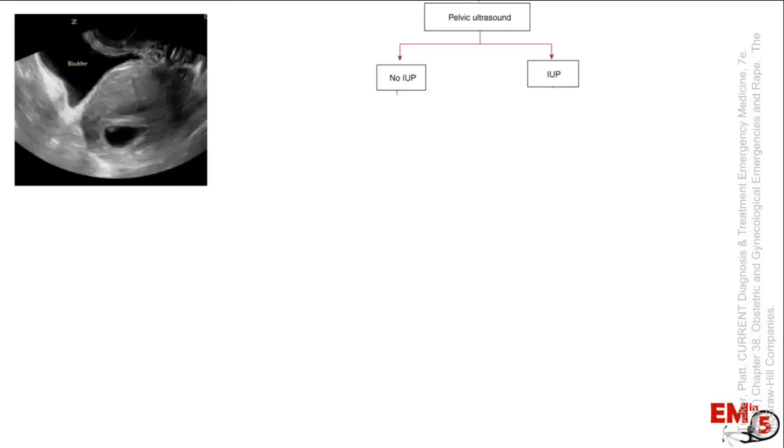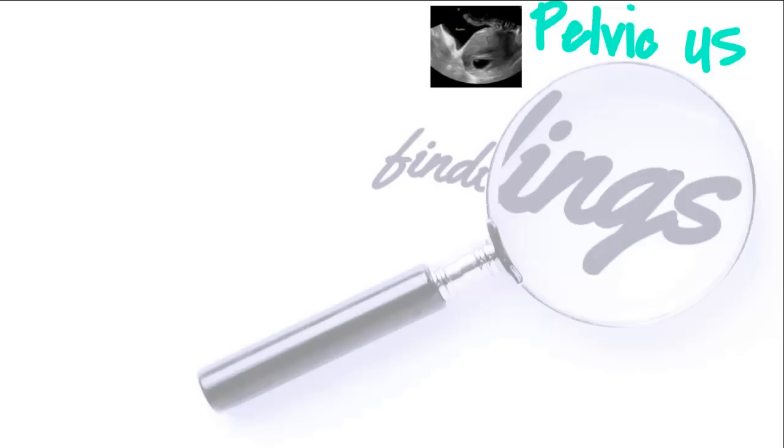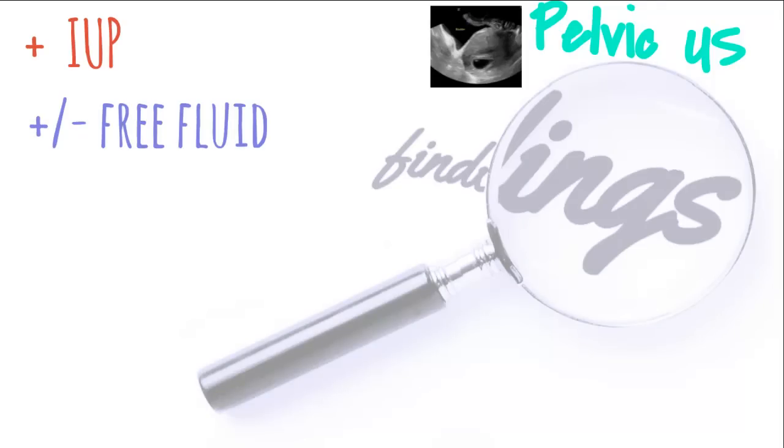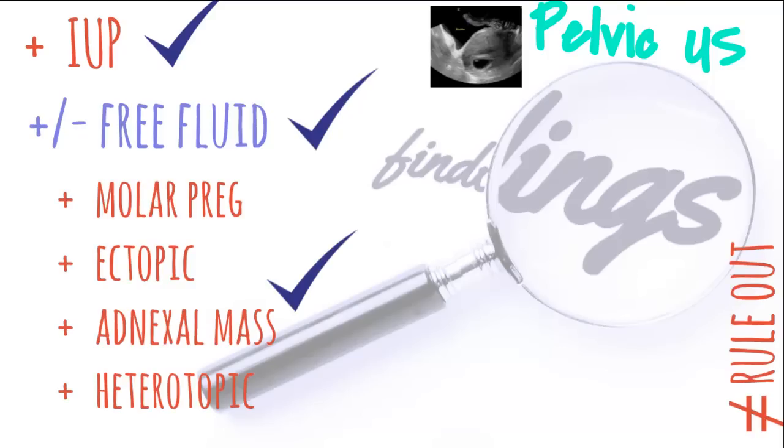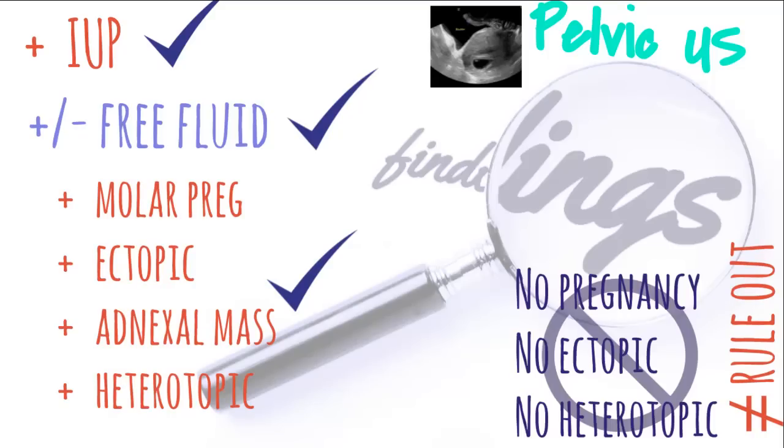But if the patient is stable and they appear well, the next step is going to be to get a pelvic ultrasound. And the main question you're answering with the pelvic ultrasound is, is there an IUP, or an intrauterine pregnancy, or not? So as emergency physicians on pelvic ultrasound, we can diagnose if there's an IUP and we can say if there's free fluid or not. Now, if we happen to see some other findings, that's okay. But there's a couple things that we cannot rule out, and this is really important. We cannot definitively say that there's no pregnancy. We also can't say definitively that there's no ectopic or heterotopic.